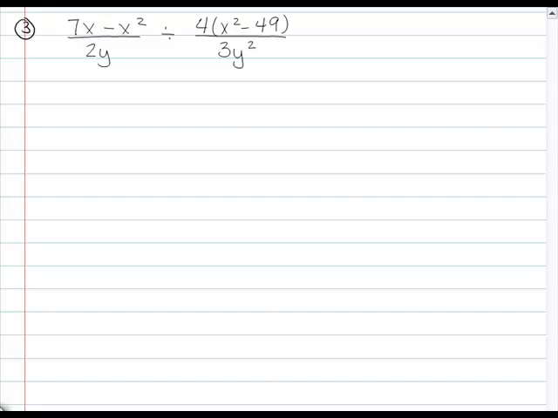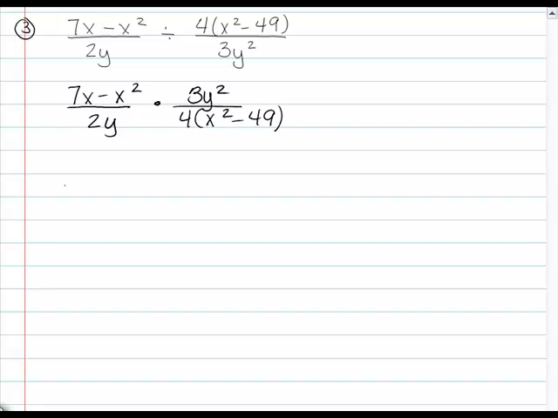Okay, so let's do some examples of division that has addition and subtraction in it. Now again, the first step for division, no matter what it starts out looking like, is to change this to a multiplication problem. So we're going to keep the first fraction, 7x minus x squared over 2y. Change to multiplication, we're going to have 3y squared over 4 times x squared minus 49.